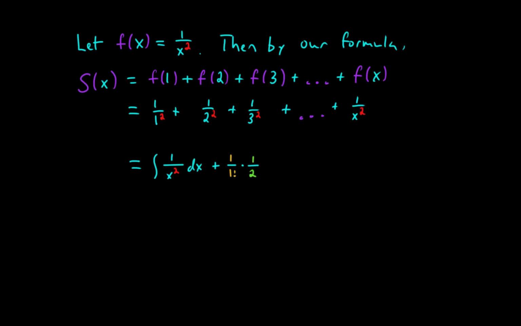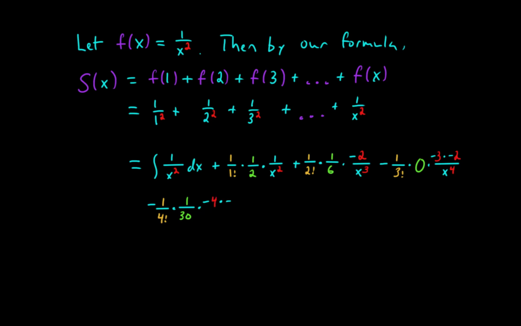times f of x, or 1 over x squared here, plus 1 over 2 factorial times 1/6 times f prime of x, which equals negative 2 over x cubed, minus 1 over 3 factorial times 0 times f double prime of x, which equals negative 3 times negative 2 over x to the 4th, minus 1 over 4 factorial times 1 over 30 times f triple prime of x, which equals negative 4 times negative 3 times negative 2 over x to the 5th.